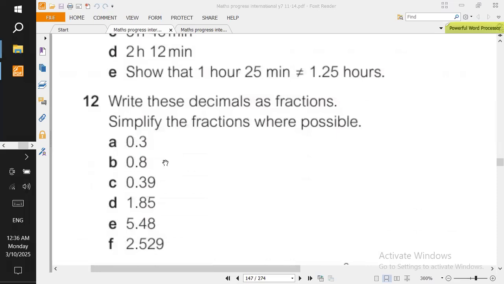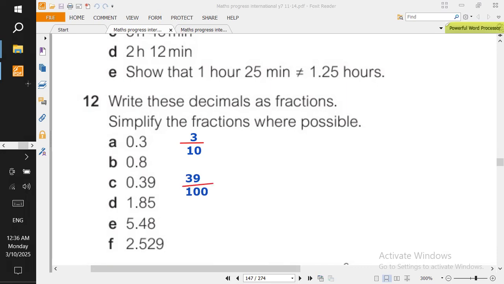Write these decimals as fractions. As we said, simplify the fractions where possible. As we said before, 0.3 is going to be 3 over 10. You can't simplify it more. That's the final simplified form. The 0.8 is going to be 8 over 10. You can simplify it. Divide by 2. It's going to be 4 over 5. And then 0.39 is going to be 39 over 100.